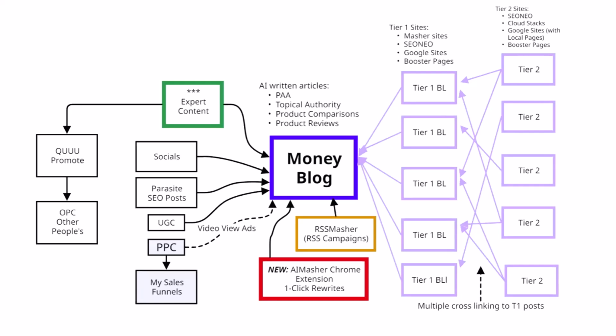You're giving Google what they want, expert content. You're also putting in social parasite, and you've got all the different links in here. You still need traffic, and that's what Q promote does.